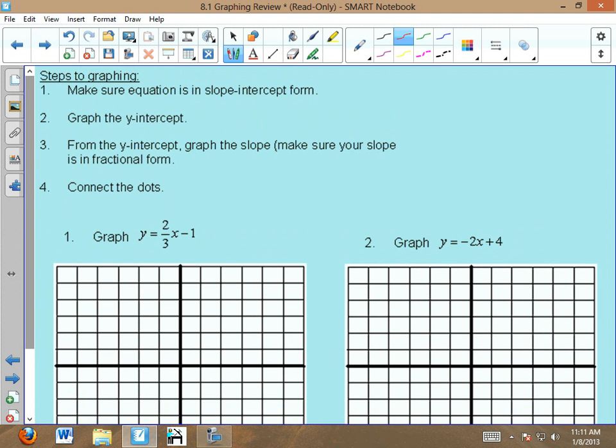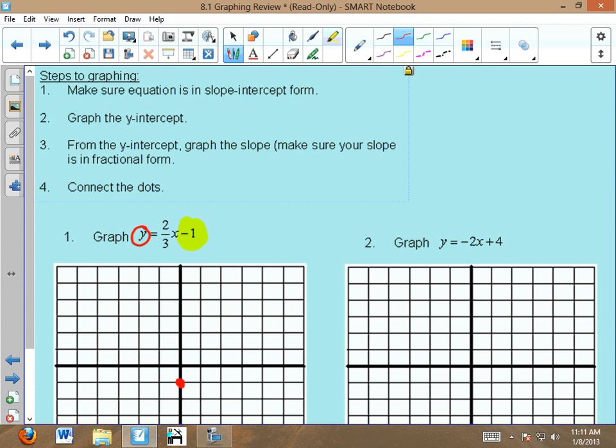Number 1, here are the steps. Make sure the equation is in slope-intercept form. I do that by making sure my y is all by itself. Graph the y-intercept. That's my loner. Graph my y-intercept. It's negative 1. So I put a dot at negative 1.